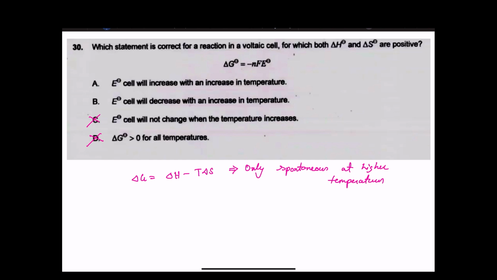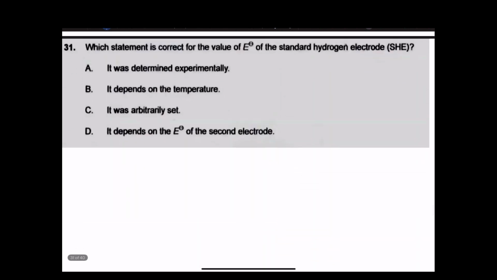If the reaction becomes more spontaneous, the E naught cell value increases, which makes option A the right answer. Okay. More negative delta G, E naught cell will become more positive. So basically E naught cell increases. Now the next one.